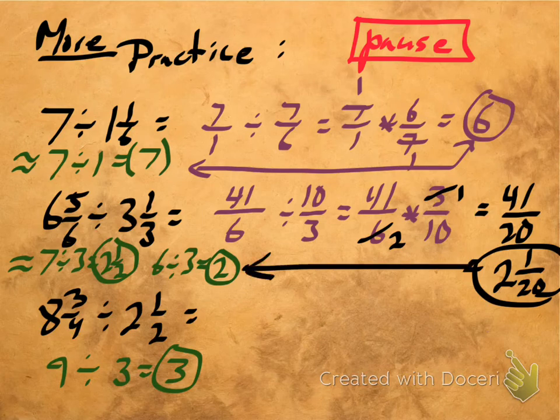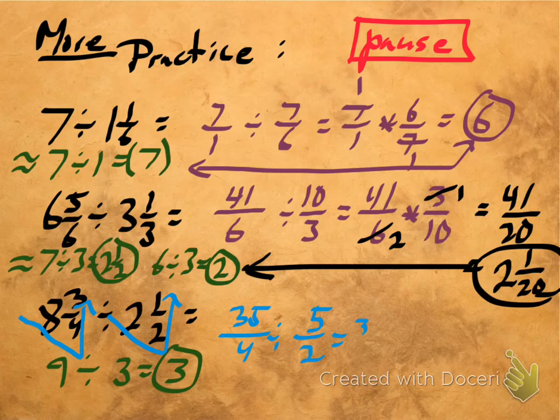All right, the last one, let's change 8 and 3/4 into an improper fraction. So 8 times 4 plus 3 is 35 over 4. Notice the bottom never changes when I do that. And 2 and 1/2 is going to become 2 times 2 plus 1, which is 5. Okay, so I get 35/4 divided by 5/2. That's going to become 35/4 times 2 over 5.